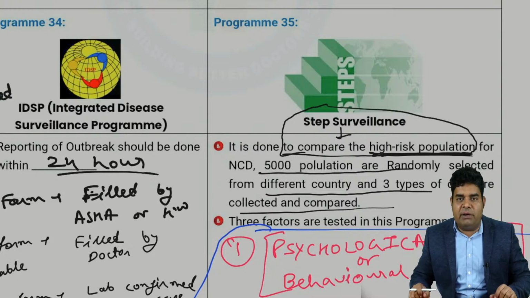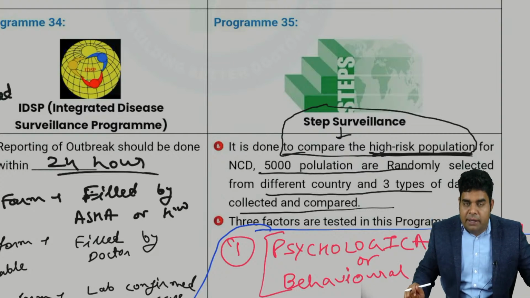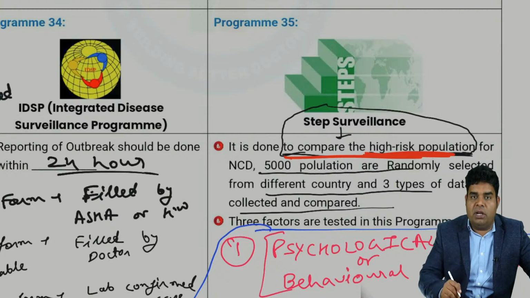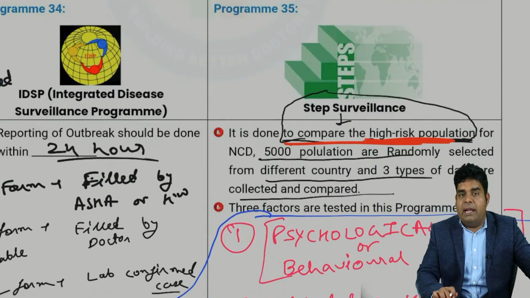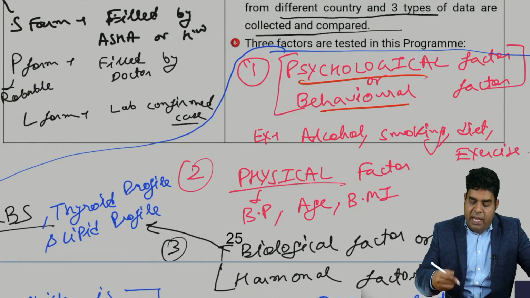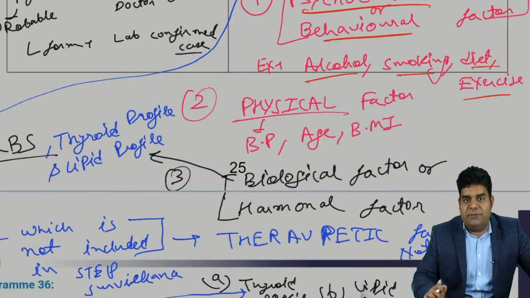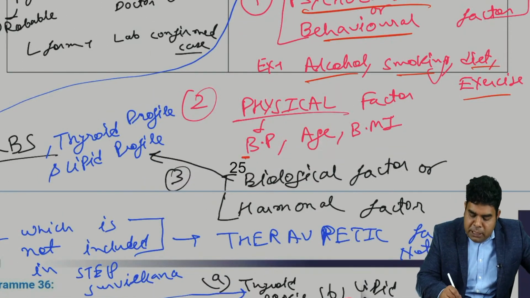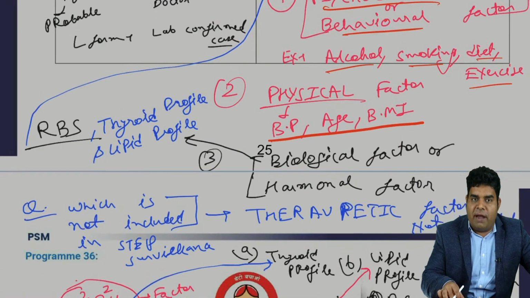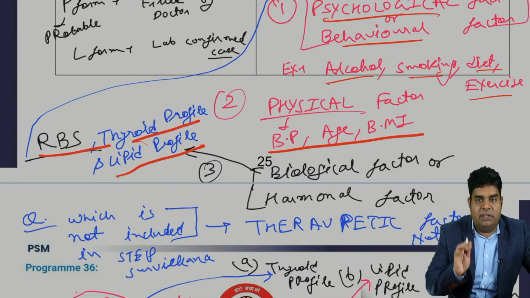Now in this STEPS surveillance, if we want to compare India with Uganda, we will take 5,000 people from India and 5,000 from Uganda, and ask them 3 levels of questions. It is to compare the high-risk population. The first level is psychological or behavioral, in which we ask about alcohol, smoking, diet, exercise. The second level is physical factors, in which we ask BP, age, and BMI. Third is biological or hormonal factors, in which we include RBS, thyroid profile, lipid profile.